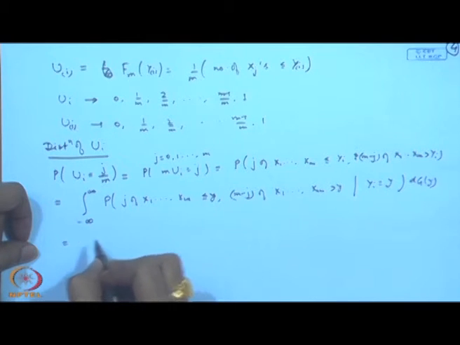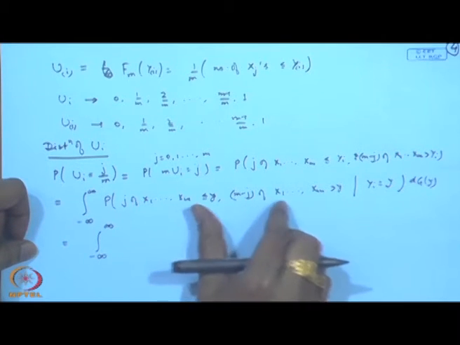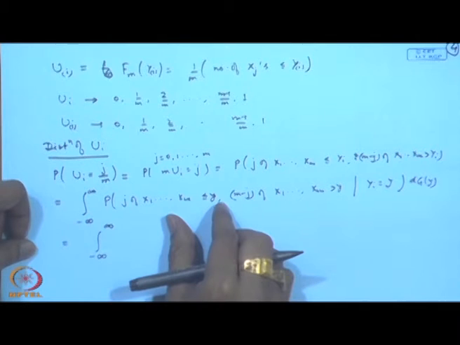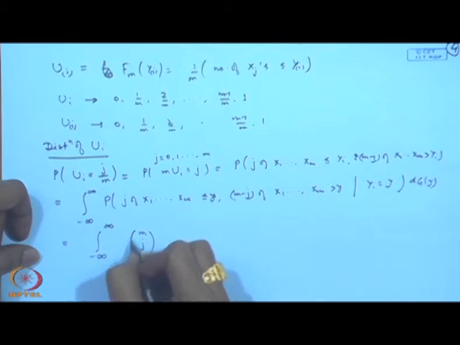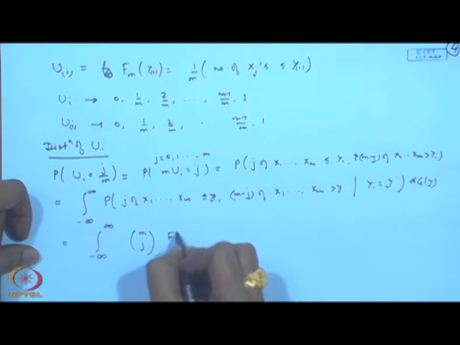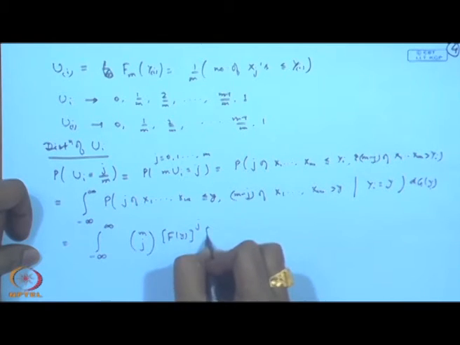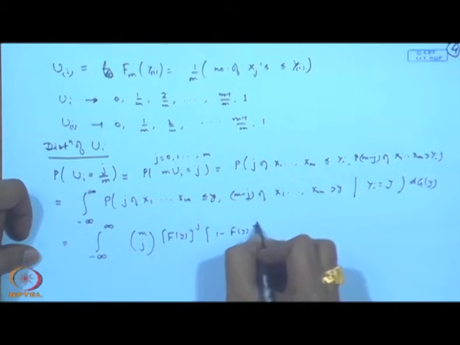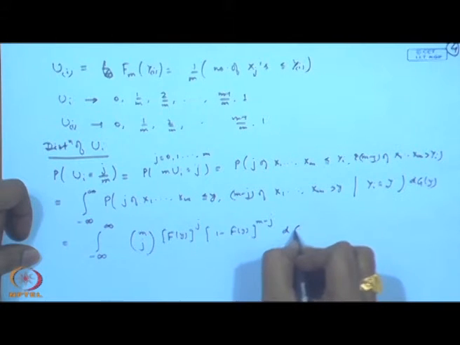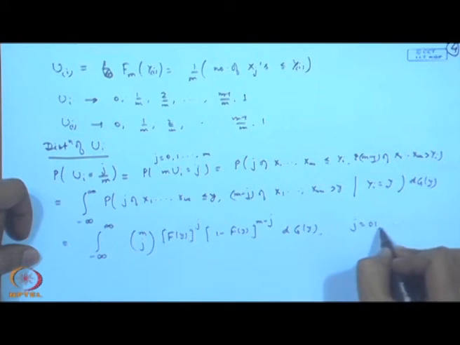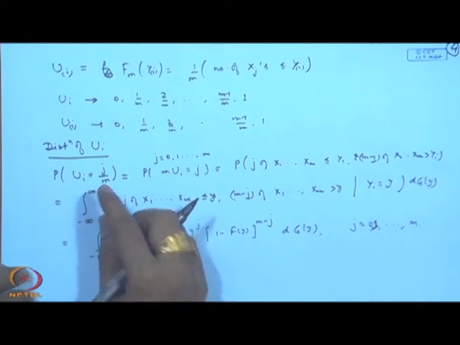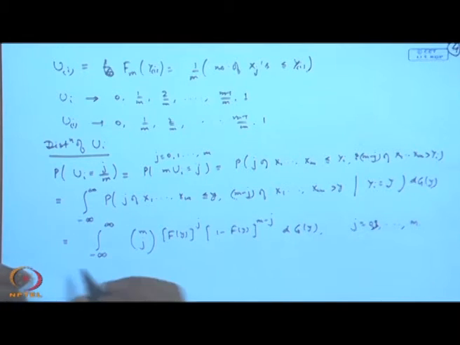So, this then you can write as, now what is happening is that given y, this becomes a fixed thing. So, this is simply coming from the binomial, that is m C j F(y) to the power j, 1 minus F(y) to the power m minus j, and then dG(y). So, actually we are able to determine the distribution of u_i's here. Now, we take one particular case.